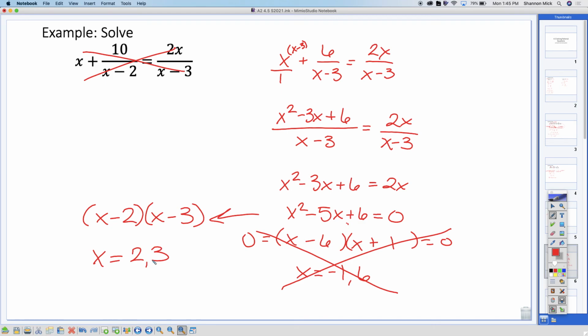Well, it can't be 3. It can't be 3. So it's no solution. No, can it be 2? Yeah. It can be 2, it just can't be 3. It just can't be 3.